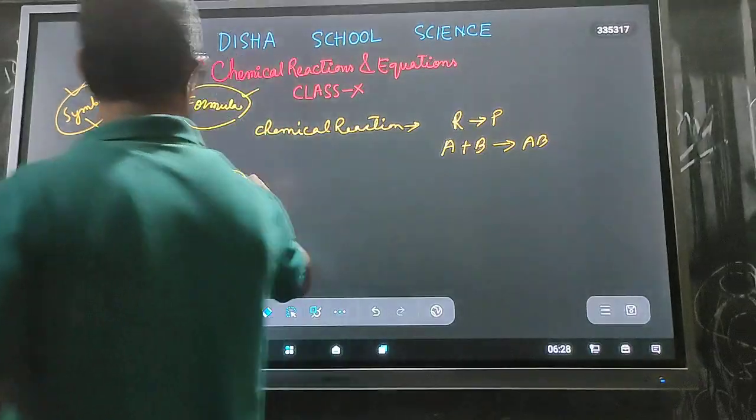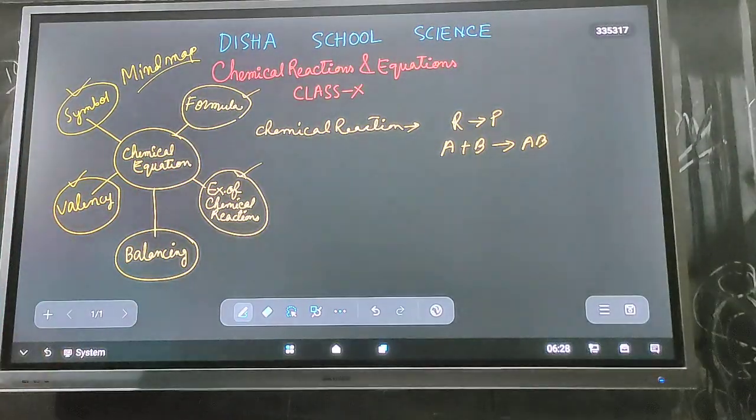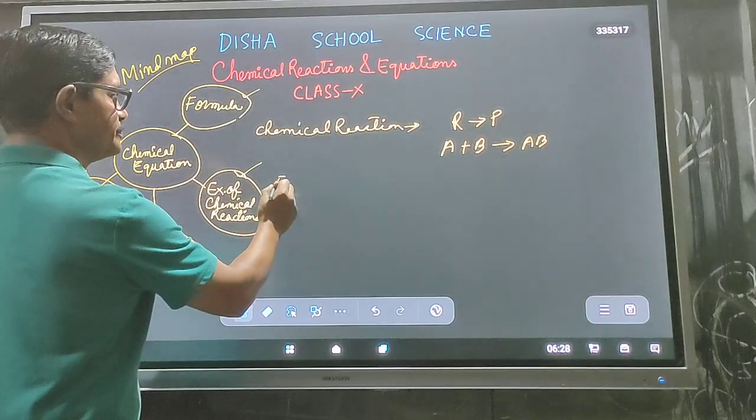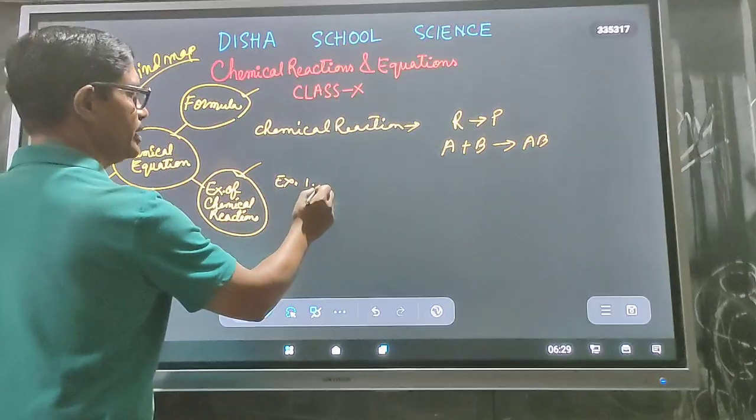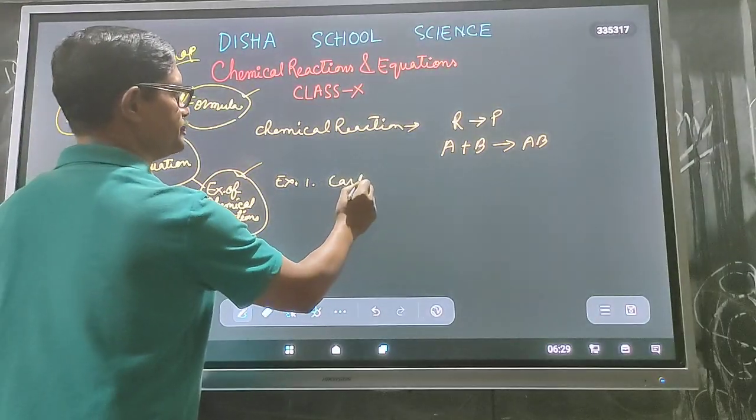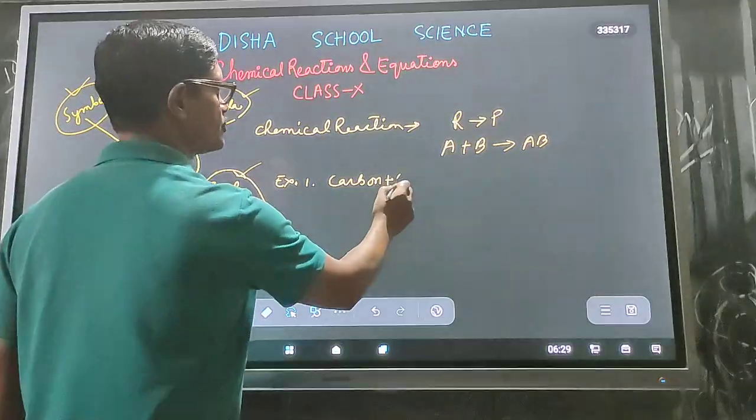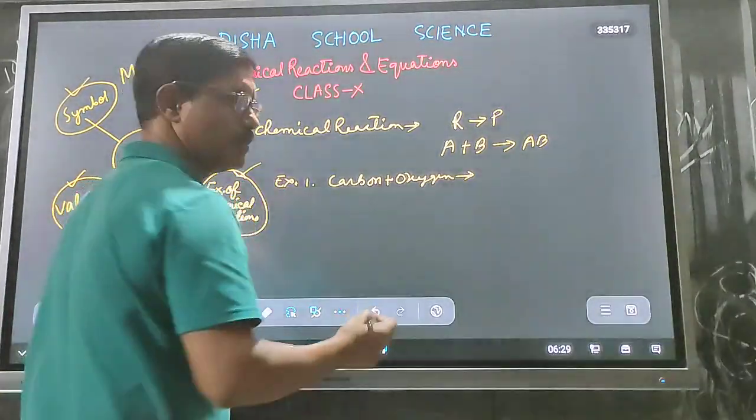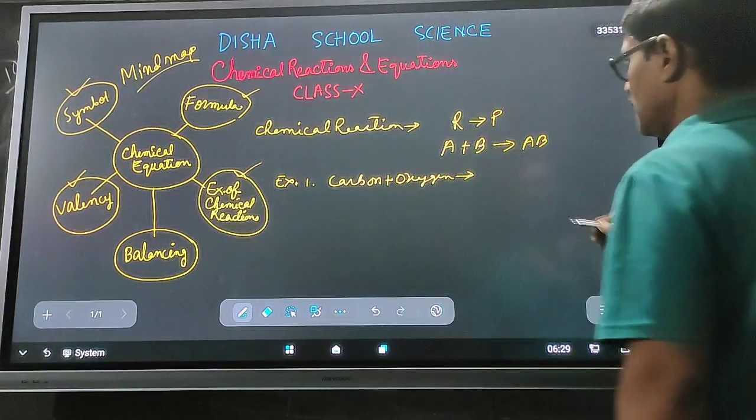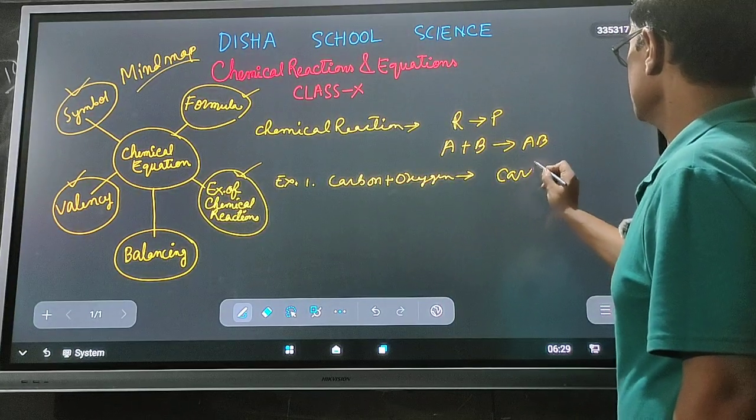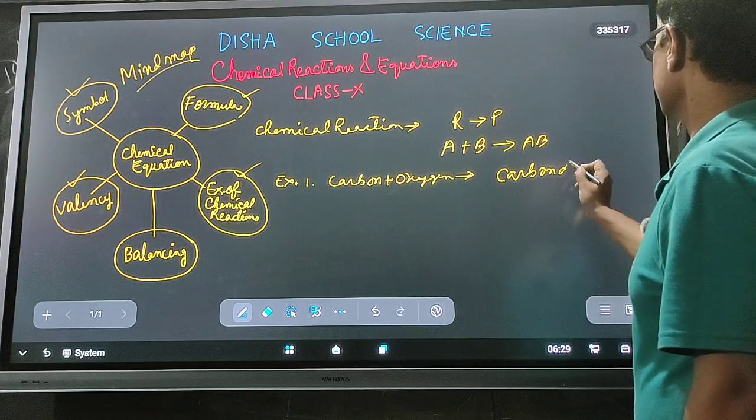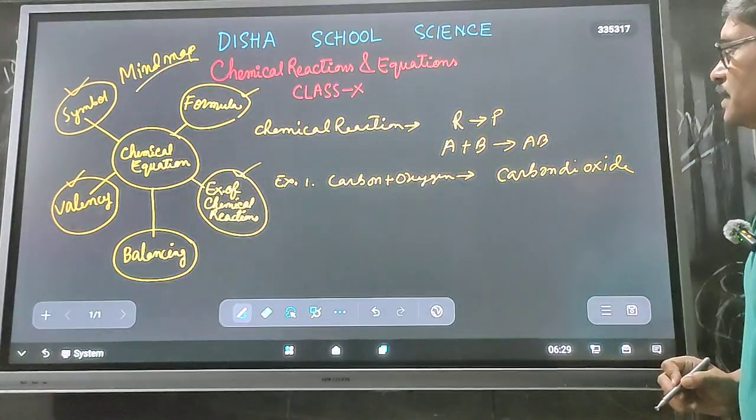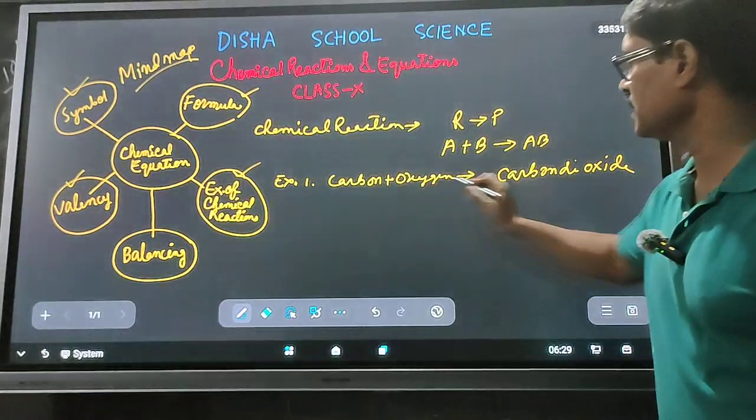So a few examples of chemical reaction will come here. Example number one, say carbon plus oxygen. What is formed? Everybody knows, carbon dioxide. So carbon dioxide. Okay, so now this is a chemical reaction.